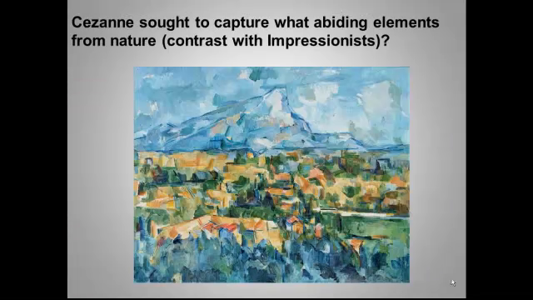Cezanne sought to capture what abiding elements from nature? The contrast with the Impressionists is that basically Impressionists were fascinated by the transitory effects of light. They wanted to capture the moment. Cezanne was much more interested in the basic underlying geometry. And this way, he is kind of a predecessor to the Cubists, who certainly thought they owed a debt to Cezanne. He's interested in underlying shapes and structures.